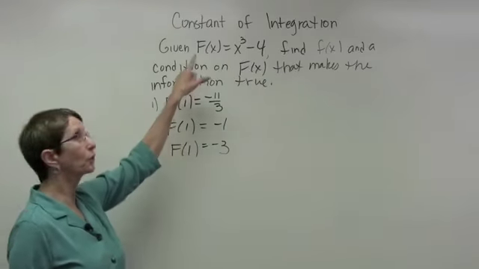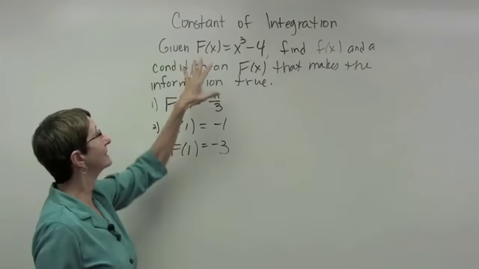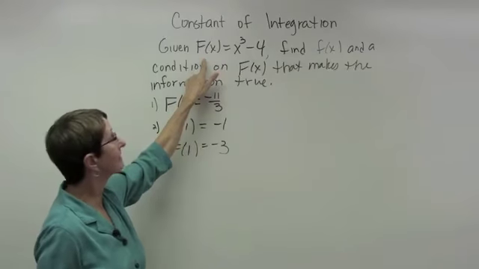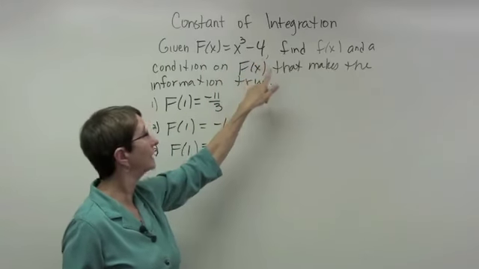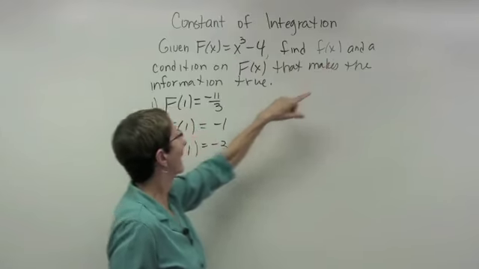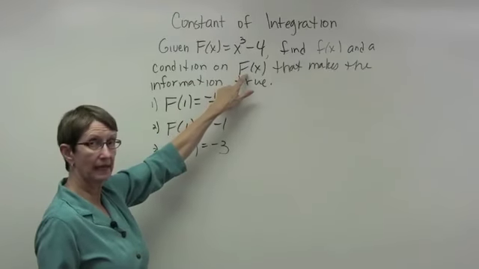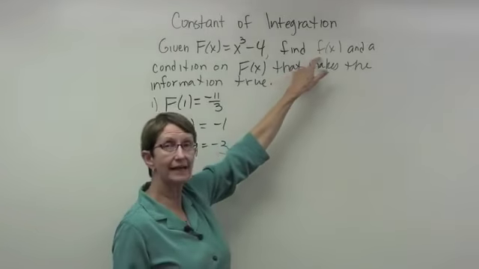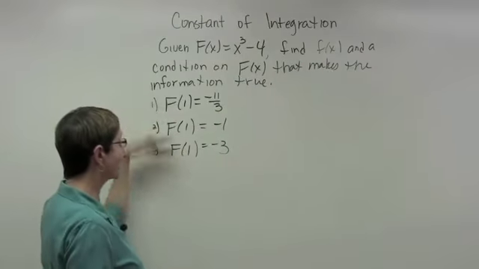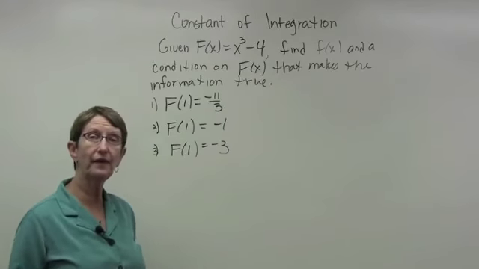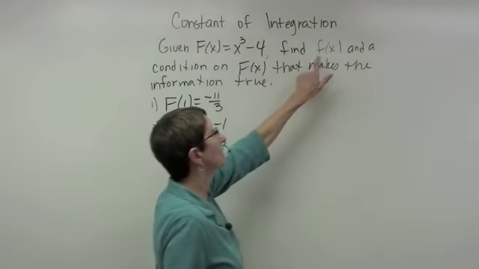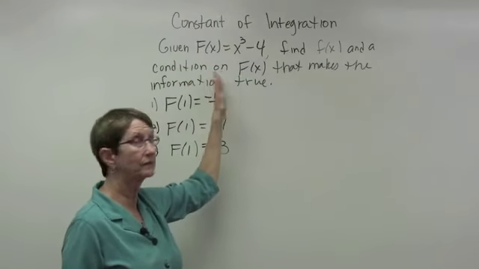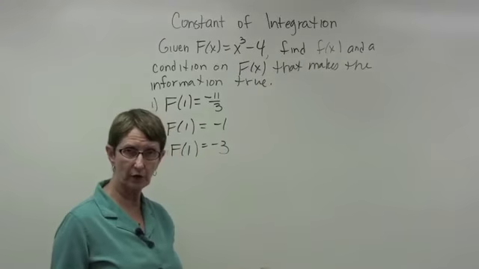In this section, we're still working with the constant of integration, but this is a slightly different type of problem to do. Given capital F of x equals x to the third minus 4, find little f of x, and a condition on capital F that makes the information true. So we have two things. We have to find little f, and then we have to decide which of these conditions goes along with that little f. Now remember, there's a difference between little f and capital F. Capital F is the antiderivative. Little f we think of as the original function.